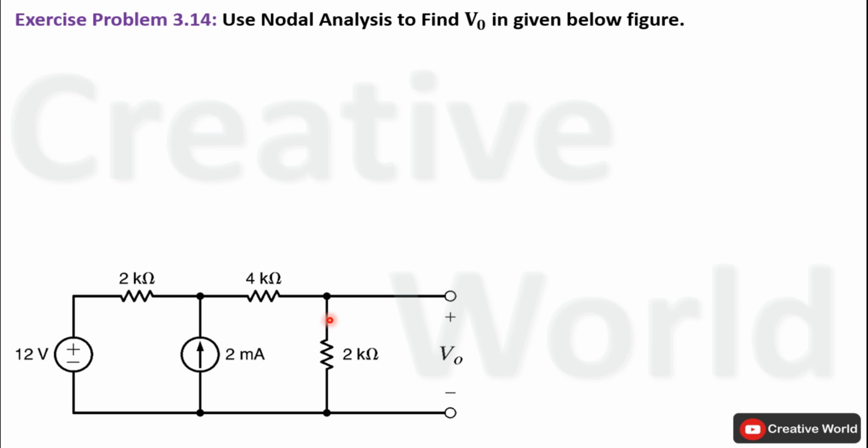This is the circuit diagram of given problem. Inside this network we have to find value of voltage across this 2 kilo ohm resistance labeled as V0, and we have to use nodal analysis technique. So without wasting time, let's proceed towards the solution of the network.